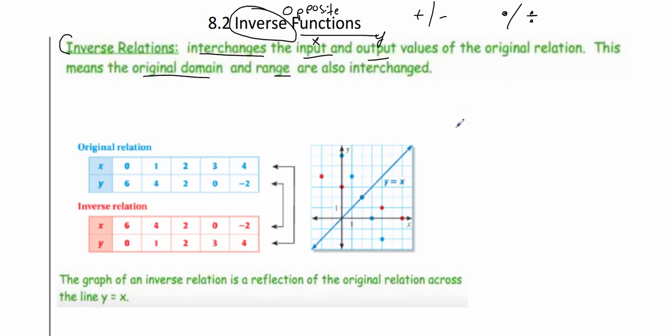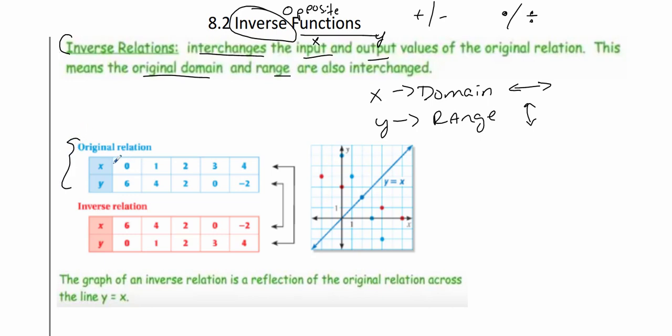If you recall from when you first learned about functions and graphing, x is the domain and y is the range. So the domain goes left or right, and then the range goes up or down. This means the numbers that are included in the list of relations. In this case, the original relation is where x is 0, 1, 2, 3, 4, and y is 6, 4, 2, 0, negative 2.